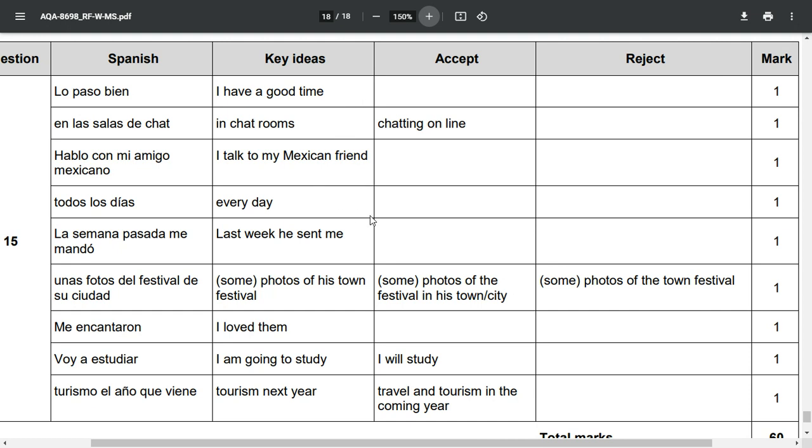I talk to my Mexican friend every day. Last week he sent me some photos of his town festival. I loved them. I'm going to study tourism next year.